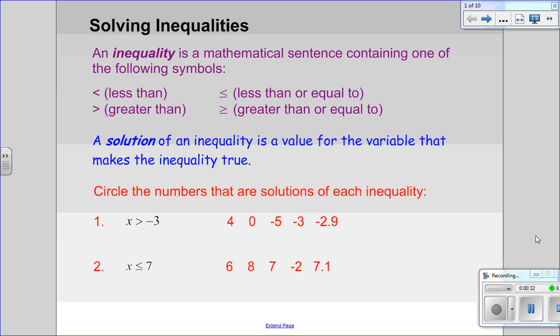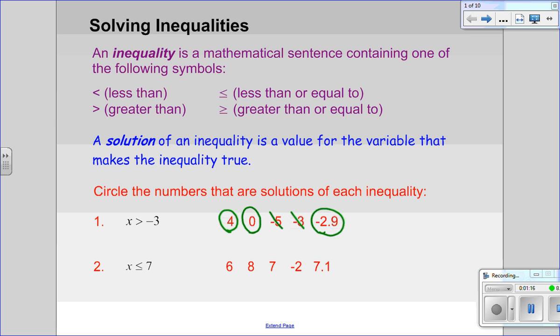And let's circle the numbers that are solutions to this inequality. 4 is a solution to the inequality because 4 is greater than -3, as is 0. -5 and -3 are both not solutions because neither -5 nor -3 is greater than -3. -2.9 is indeed a solution because if you picture a number line, -2.9 would appear slightly to the right of -3 on the number line, meaning that it's slightly greater than -3.